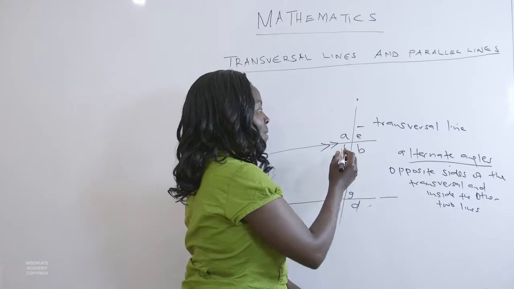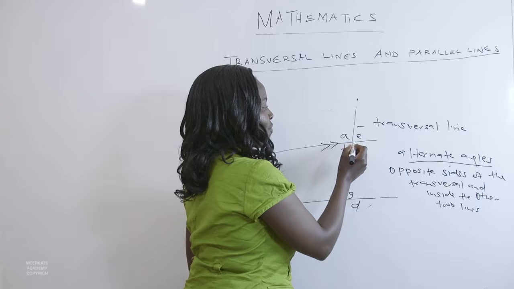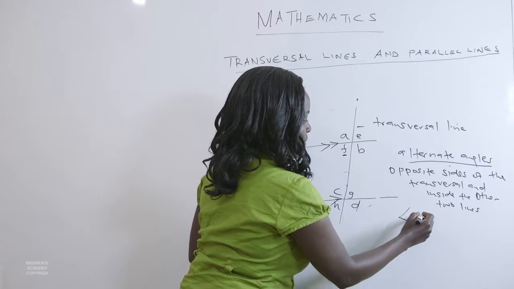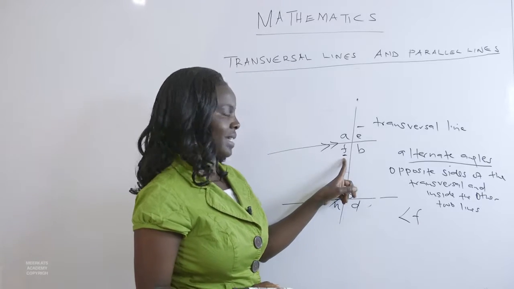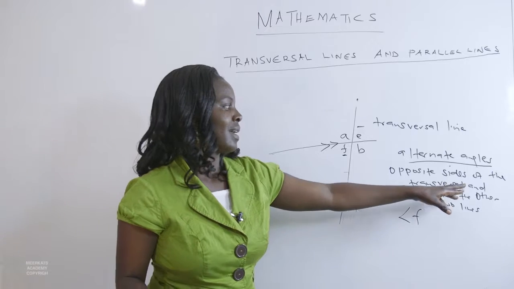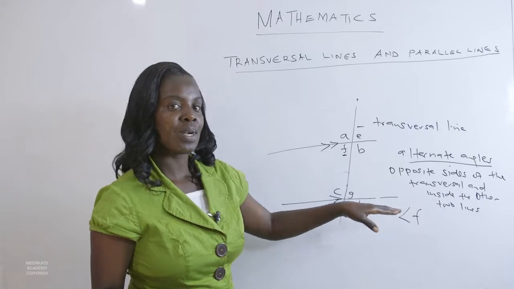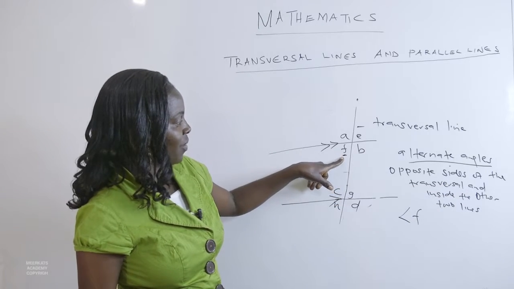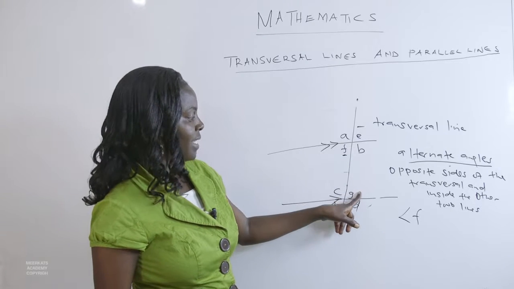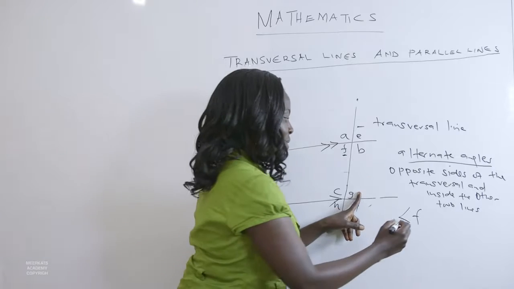So if we are supposed to find the alternate angle of, for example, F, which angle would be alternate? We are saying they are on the opposite side and they are inside the other two lines. So this angle F would be alternate to angle J.